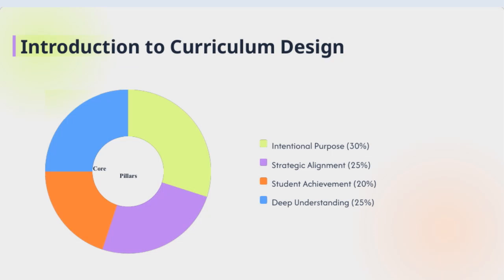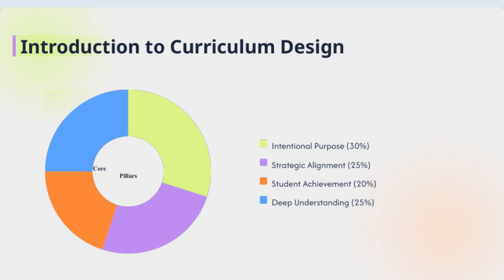Let's explore the core pillars that underpin effective curriculum design. First, we have deep understanding, which accounts for 25% of our focus. This means really grasping the content deeply so we can teach it effectively. Next is student achievement, making up 20%, emphasizing the importance of ensuring students succeed and reach their full potential.